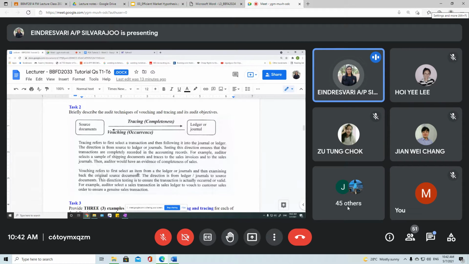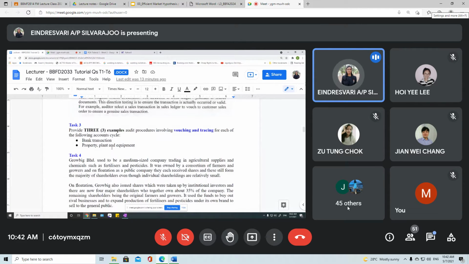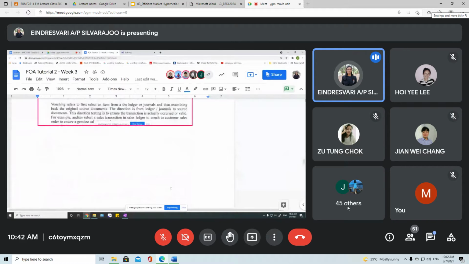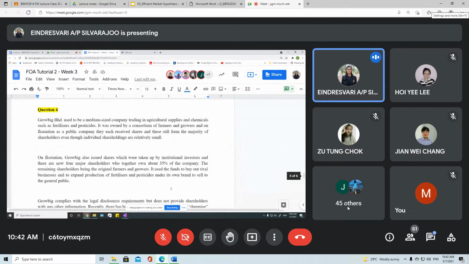Vouching refers to selecting an item from the ledger or journal, then examining back to the source document. So that's why I've been asking, where's your source document, where is your ledger? So when you are reading the question, read carefully. Of course, I asked for 3 audit procedures. You see here, vouching, tracing. Recalculation doesn't fall into vouching and tracing. Are you clear? Don't be stressed. Are you clear? Okay.